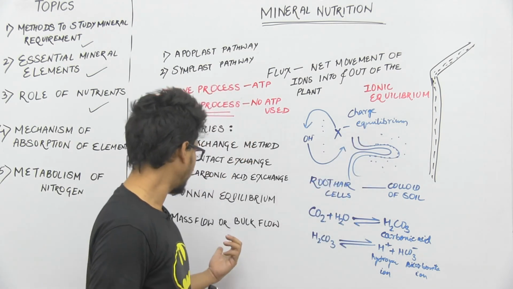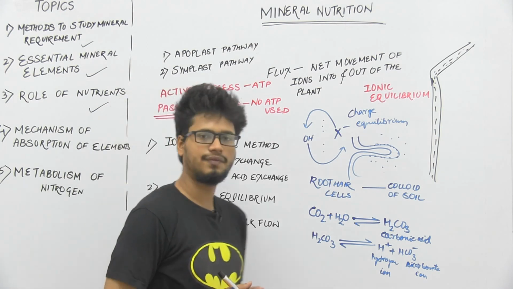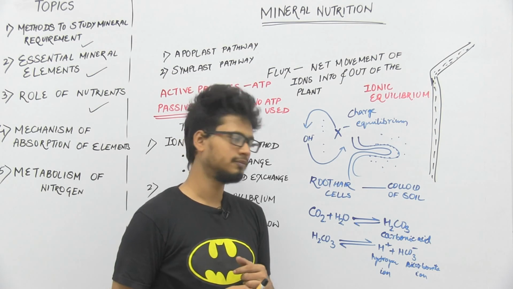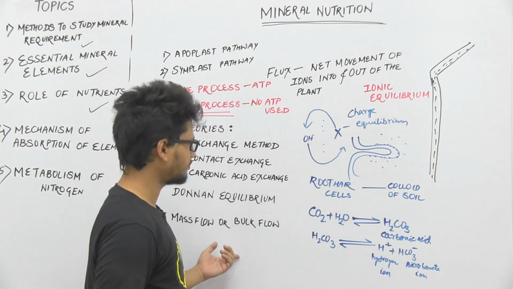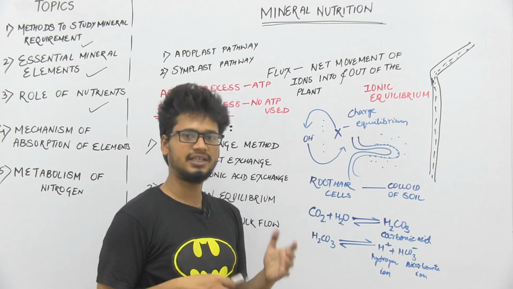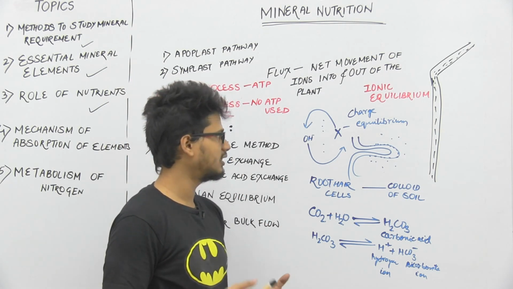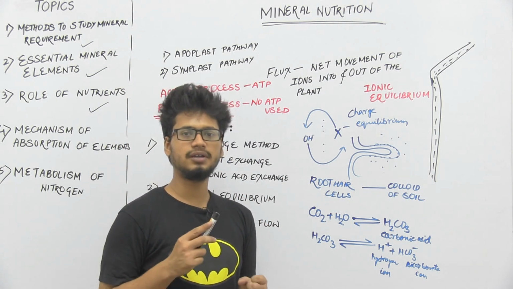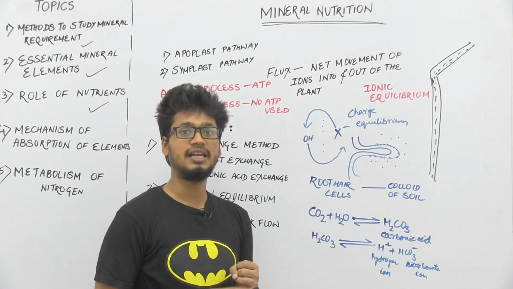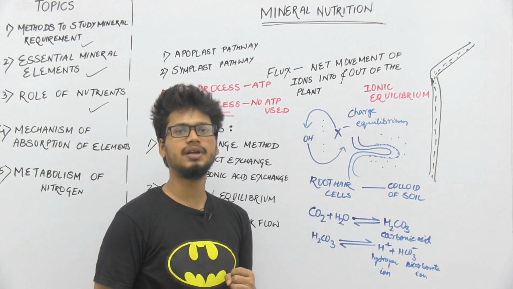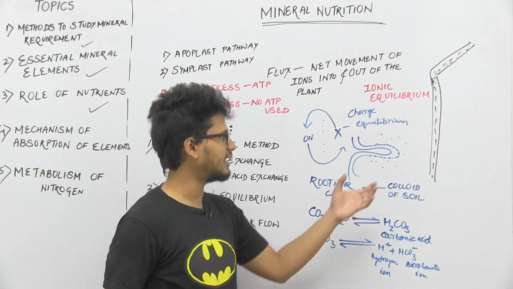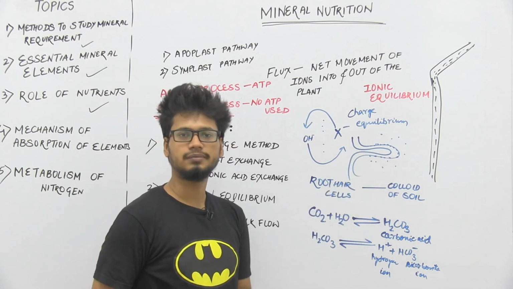Now this method is mass flow or bulk flow. In mass flow or bulk flow also the same thing is happening. Due to the transpiration happening in the leaves, the plant is taking up water. But here is the catch: the water is not simply water, it has electrolytes as well. Electrolytes here are the anions and cations which it has absorbed from the root hair.